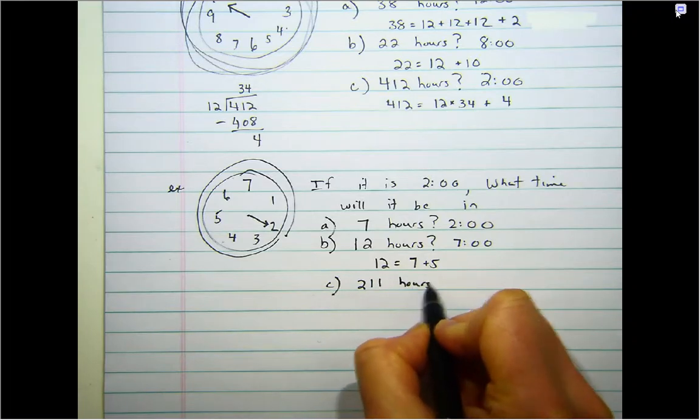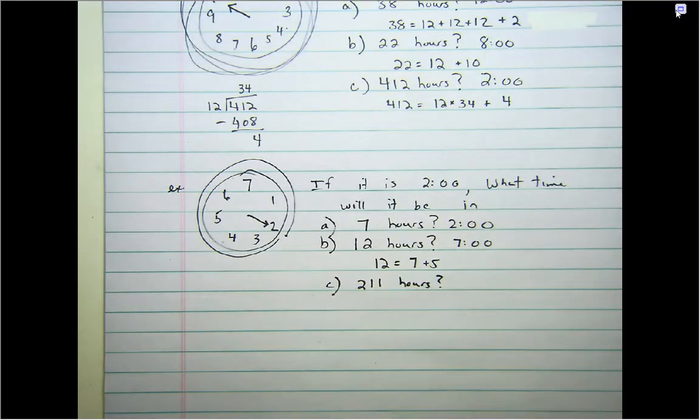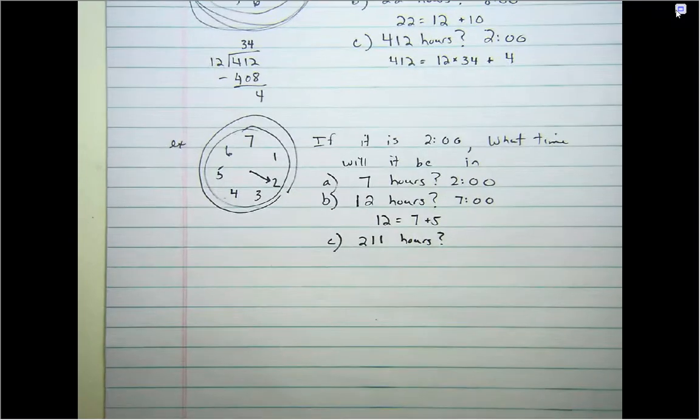You have to try some big numbers too, okay? How about 211 hours? See if you can use your calculator to help you figure it out. If you start at 2 o'clock on a 7-hour clock and you go 211 hours, where does that put you?